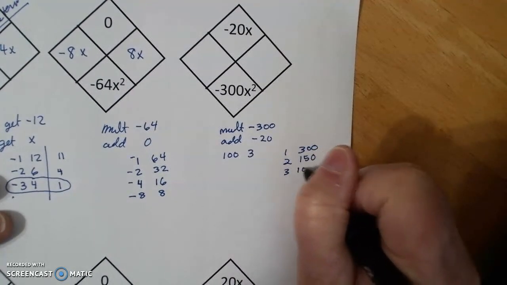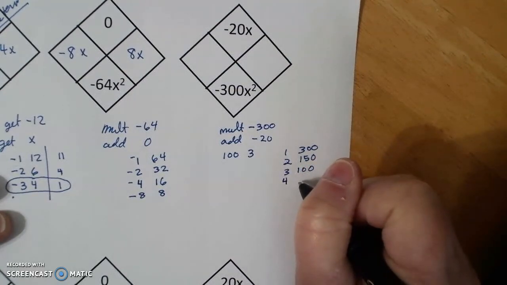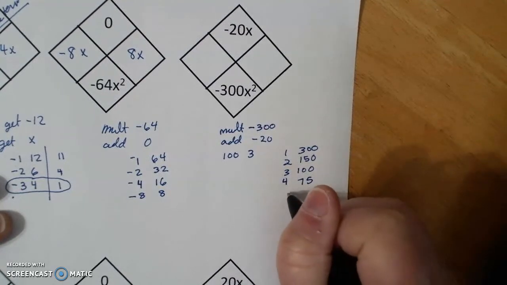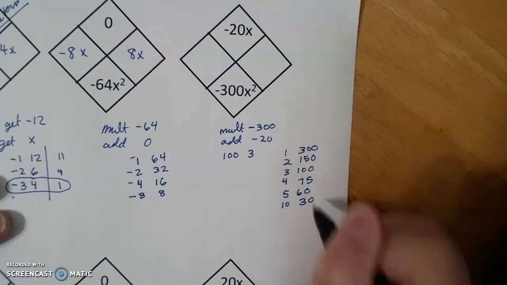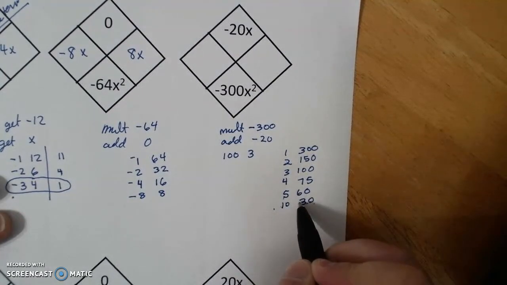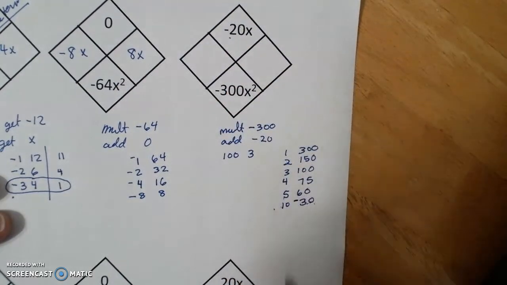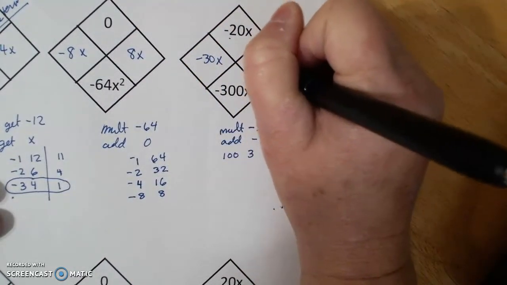3 and 100, 4 and 75, 5 and 60, 10 and 30. Whew, those are 20 apart. 20 apart, but when I add them, I have to end up with a negative, so the larger one would be negative. So that would be negative 30x and 10x.